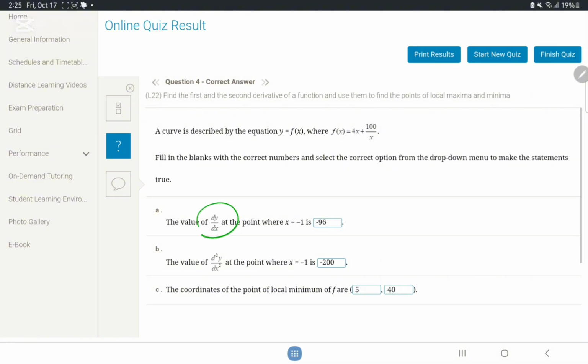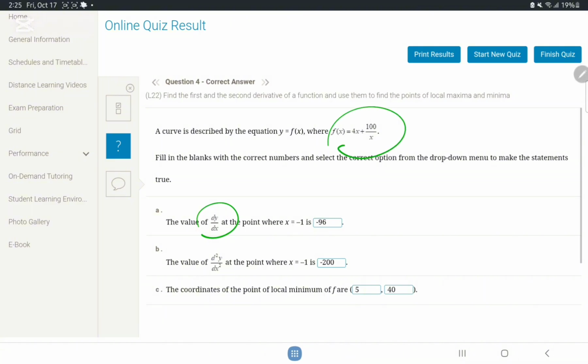Okay, for this question, they're asking you to derive, and then you derive the function, and then you substitute by negative 1. You can do shift integral to do the derivative, and then you substitute by negative 1. But if you're using a non-integral calculator, this is how you solve it.